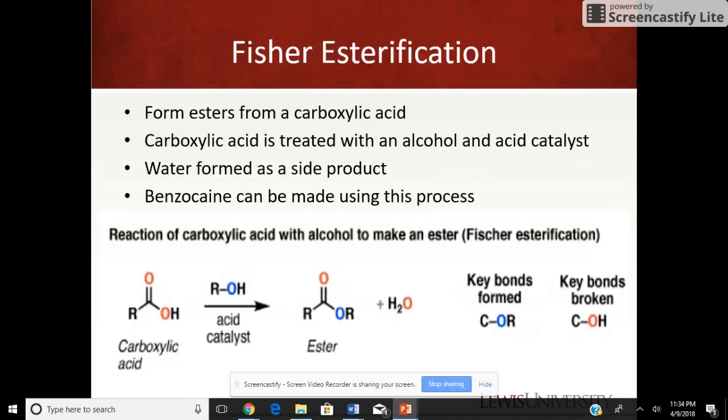So a little bit about how benzocaine can be formed. One method is Fischer esterification. It forms an ester from a carboxylic acid, and a carboxylic acid is treated with an alcohol and an acid catalyst. As a side product of esterification, water is formed, and like I said, benzocaine can be made using this process. And in the figure below, you can see that the primary alcohol is used to convert the carboxylic acid to the ester, and the key bond that is formed is the C to the O to the R, and then the C to the O to the H is broken.